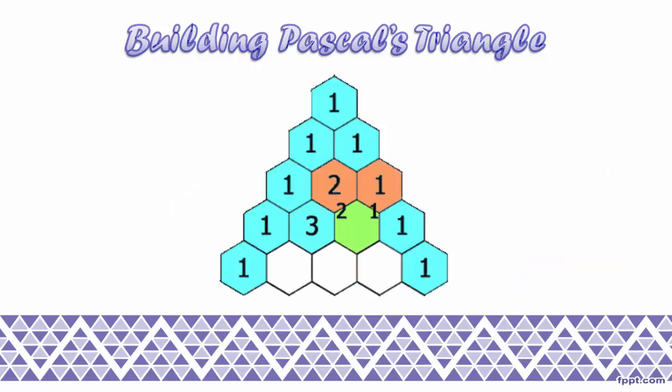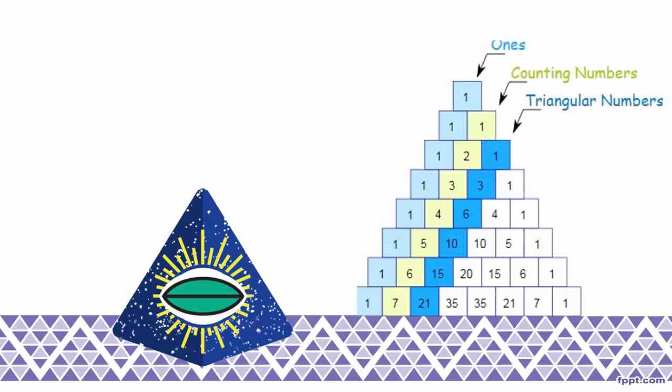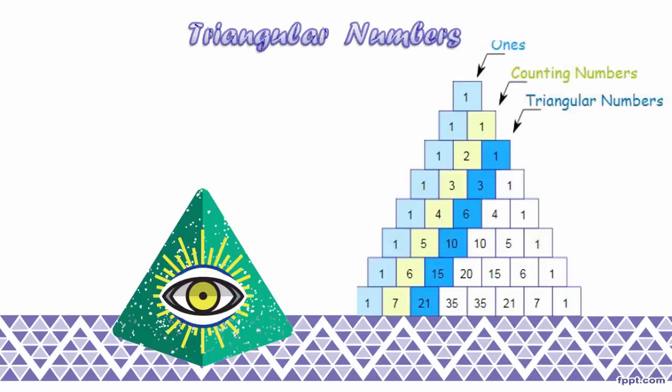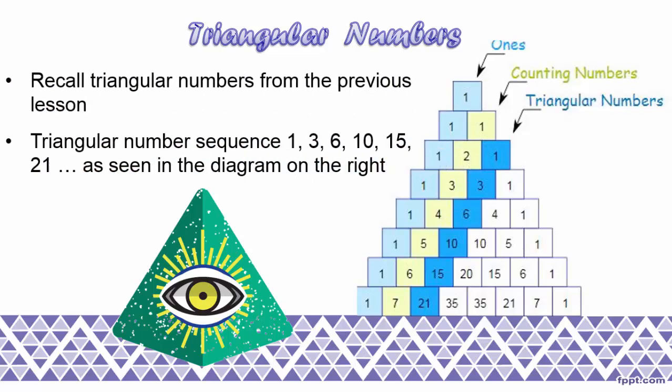So here we see a GIF of how Pascal's triangle can be constructed. Recall triangular numbers from the previous lesson. Triangular number sequences are 1, 3, 6, 10, 15, 21, etc., as seen in the diagram at the right. So here are the triangular numbers. Here are the counting numbers, and here are the ones.